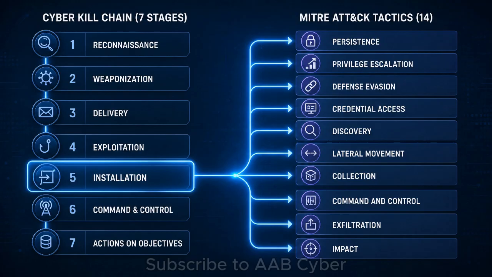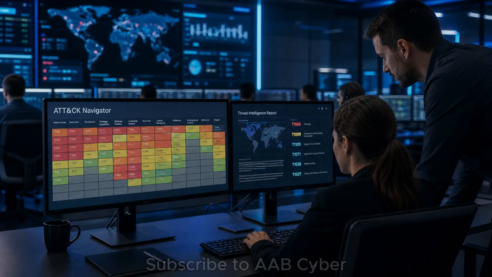Kill chain's command and control maps directly onto ATT&CK's command and control tactic. That one's a clean, 1-to-1 match. And finally, kill chain's actions on objectives splits into 2 ATT&CK tactics: exfiltration and impact. So why does any of this matter in the real world? Here are 4 concrete ways security teams use ATT&CK every single day.